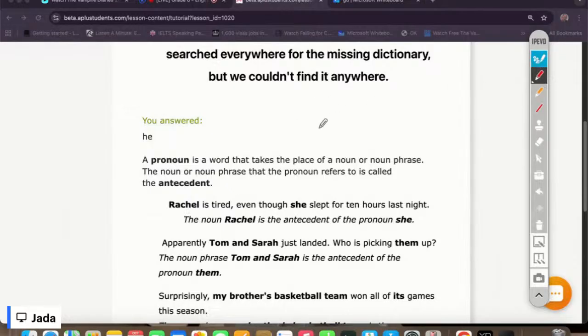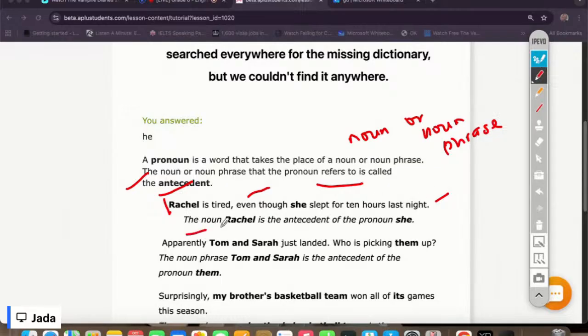So a pronoun is a word that takes the place of a noun or a noun phrase. Okay, that's what a pronoun does. The noun or noun phrase that the pronoun refers to is called the antecedent. Now, Rachel is tired even though she slept for 10 hours last night. The noun Rachel is the antecedent of the pronoun she.